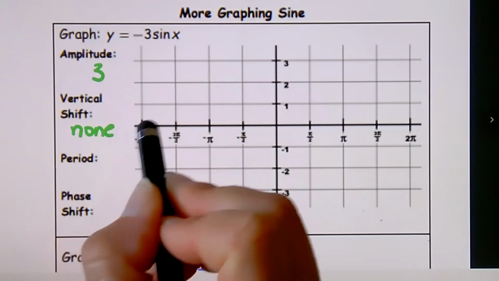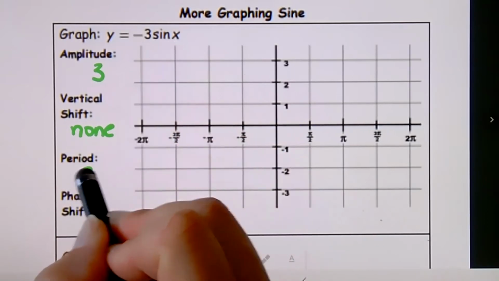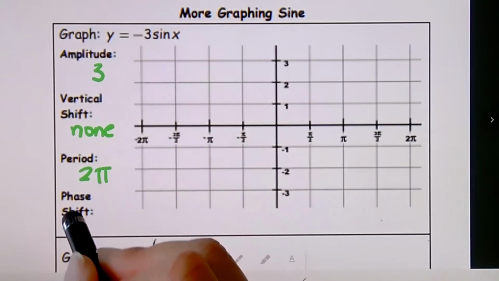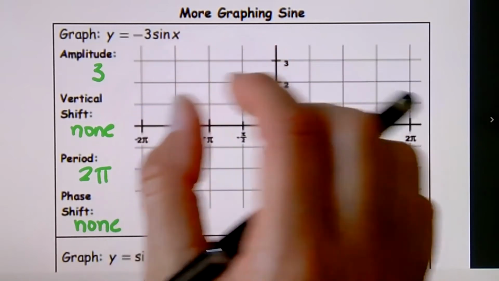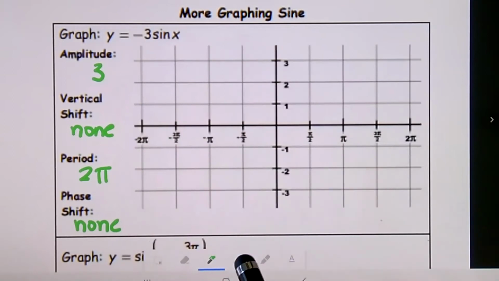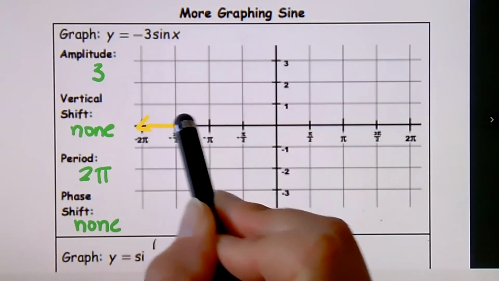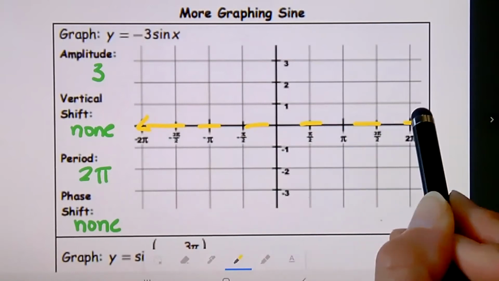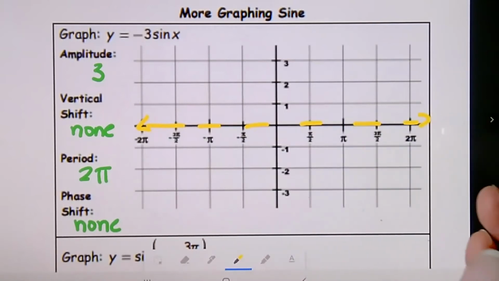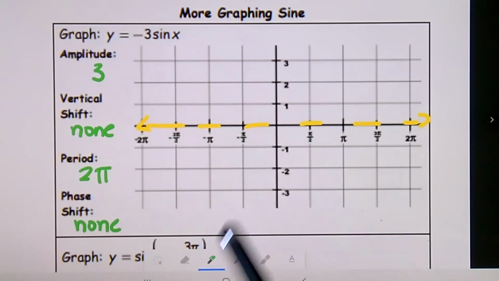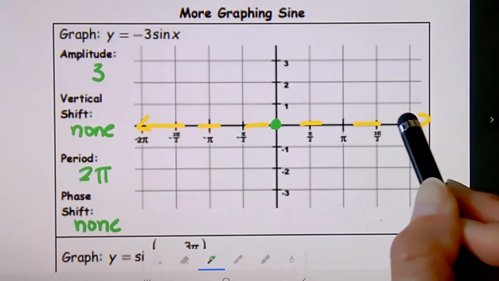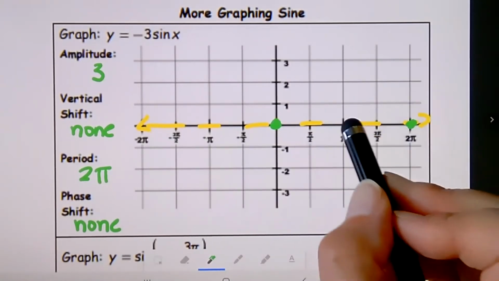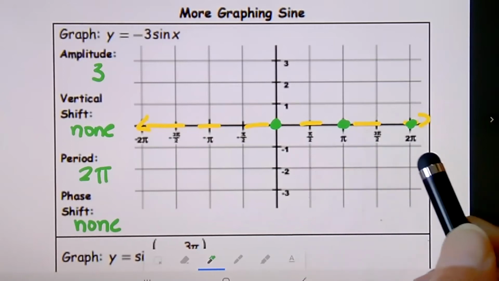My period, regular 2 pi because nothing's happening in front of my x. And my phase shift, again, none because it's not an x with a parenthesis that anything's happening to it. So I'm going to first draw my vertical shift, which is 0. Okay, now I'm still going to be starting at 0 and ending at 0 for 2 pi because it's still 2 pi. Halfway in between is still my 0.